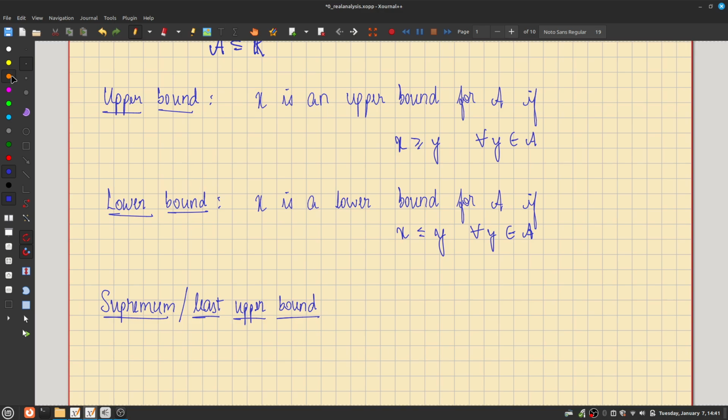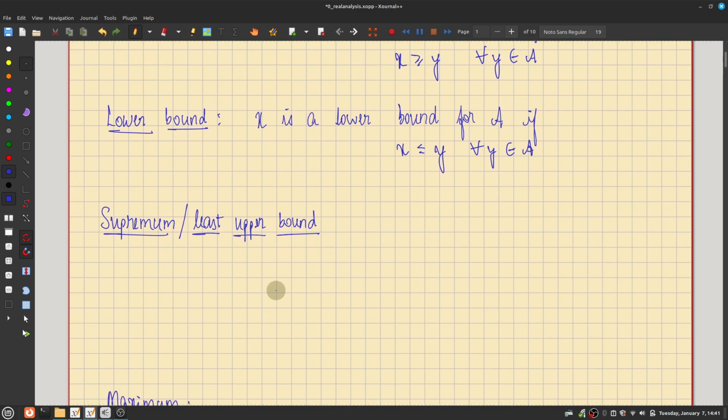Again, basic case. So if I take the set A, which is the interval from 0 to 1, then any number which is greater than or equal to 1 is an upper bound for A, and any number which is less than or equal to 0 is a lower bound for A.